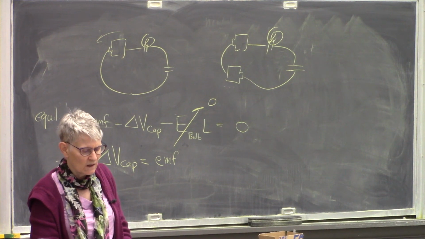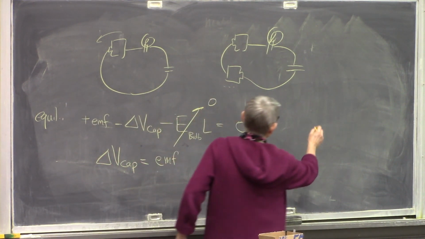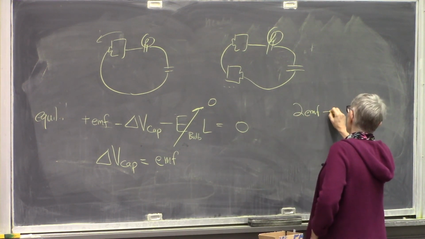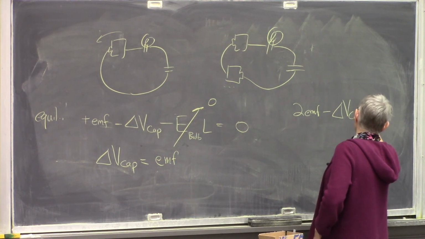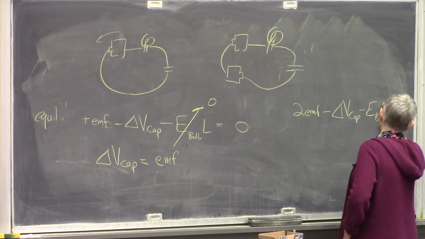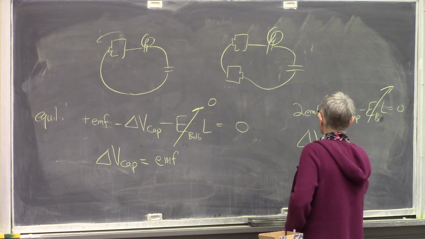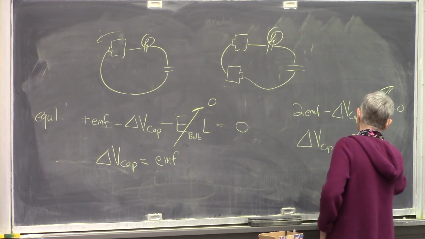Whereas in this case, we'd have 2 EMF minus the potential difference across the capacitor minus E bulb times L is 0. So we get the potential difference across the capacitor is equal to 2 EMF.